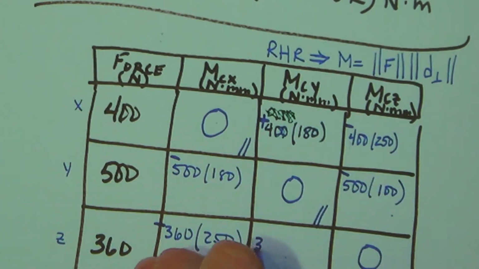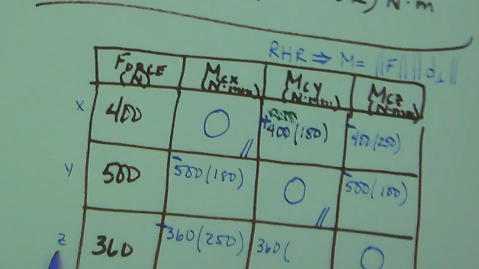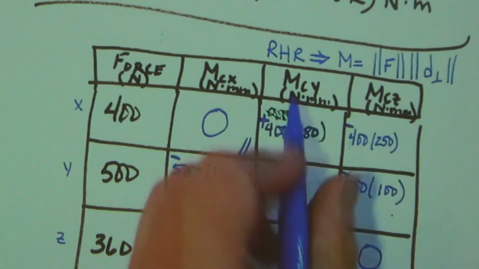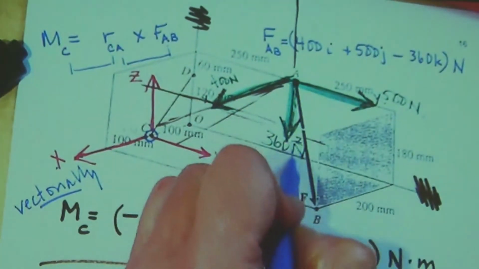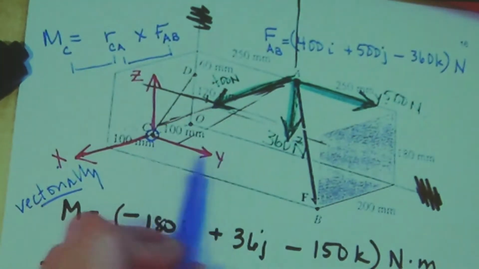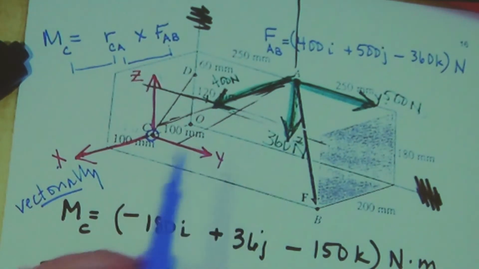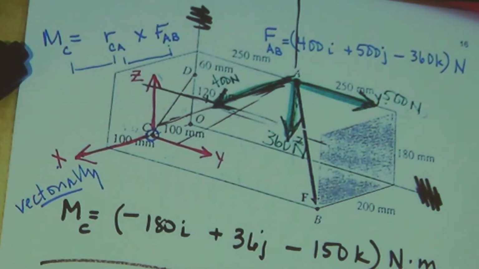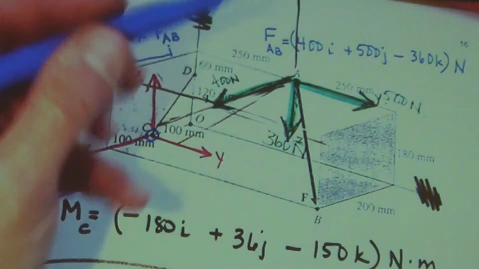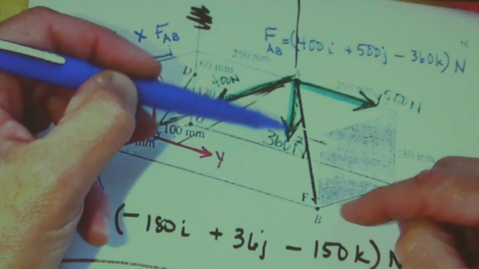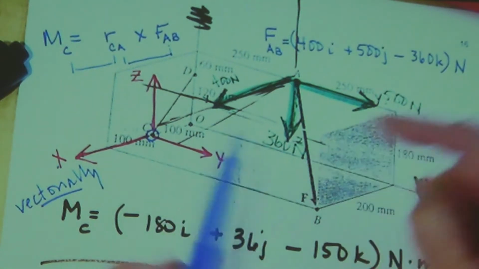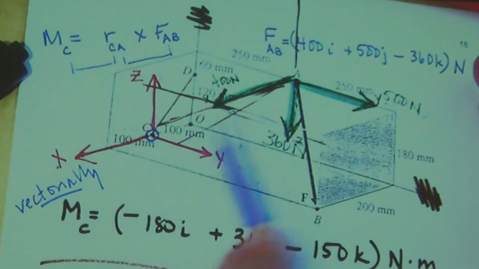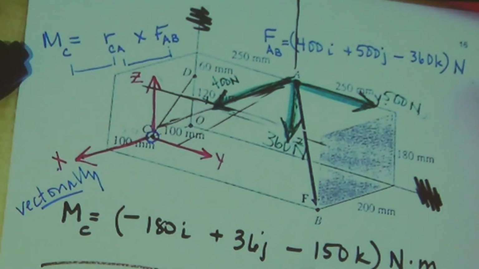Okay, next one. 360. So the force is still on the Z. We're trying to find the moment about the Y. So here we have this going down in the back of the box, and this is in the middle of the box to the right. What's the perpendicular distance? Not 180. Just take a look at this. This is in the Z. The Y is in the Y. It has to be an X distance. So it has to be either 100 or 200.